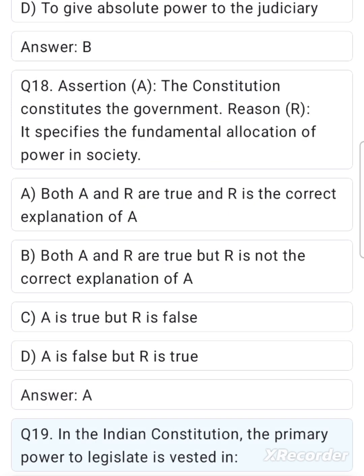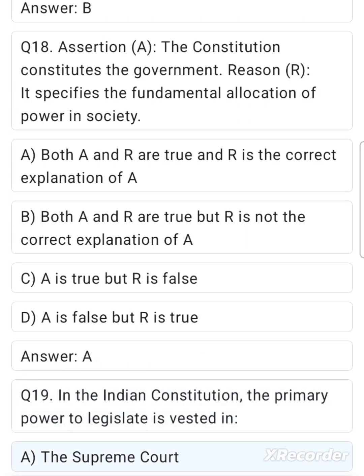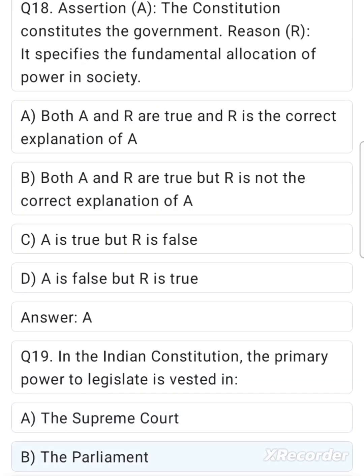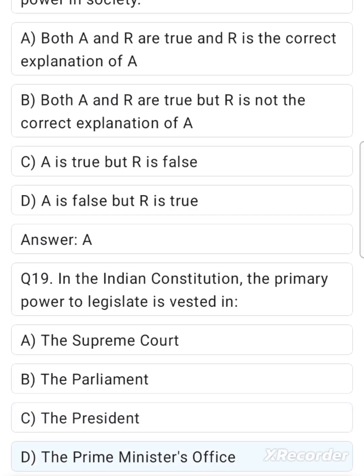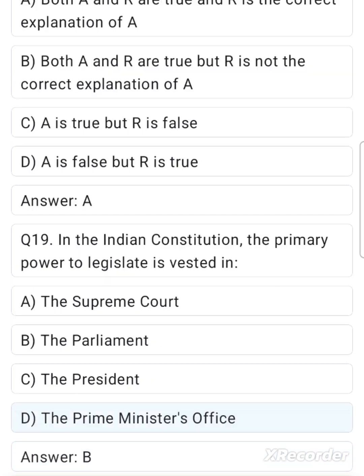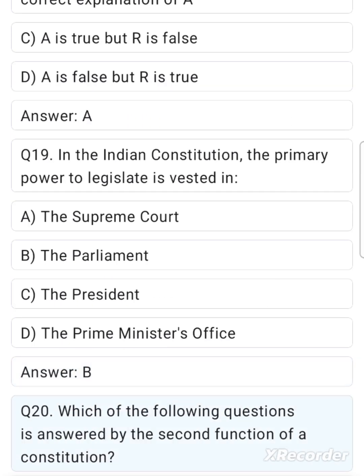Answer. A. Q19. In the Indian Constitution, the primary power to legislate is vested in A. The Supreme Court. B. The Parliament. C. The President. D. The Prime Minister's office. Answer. B.